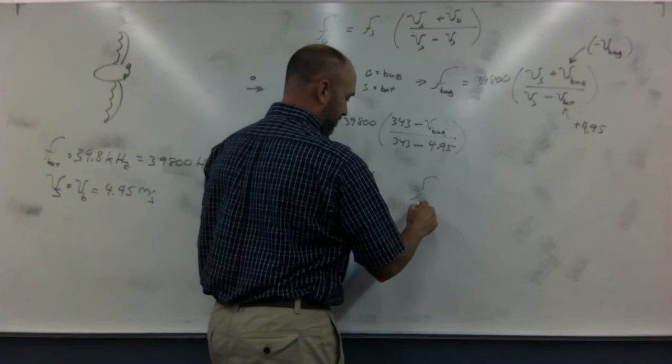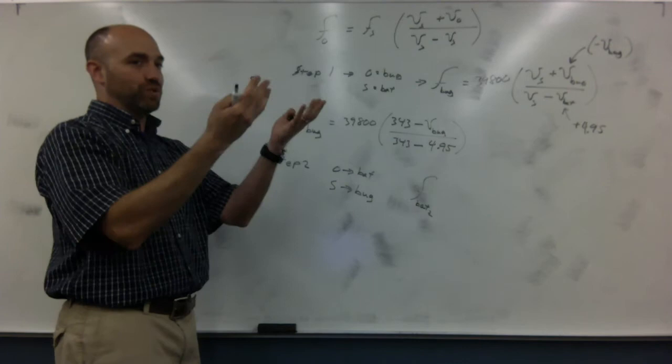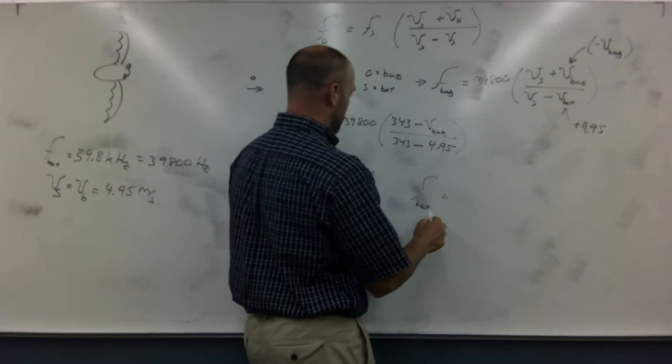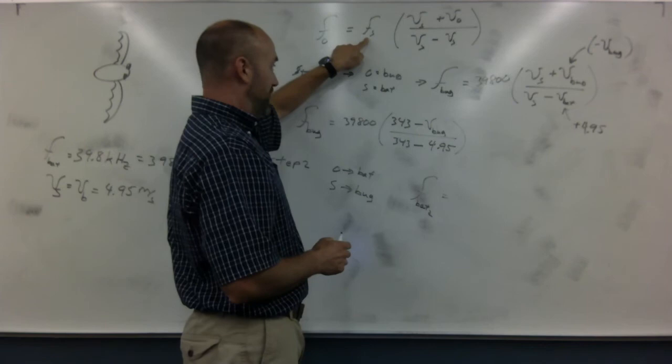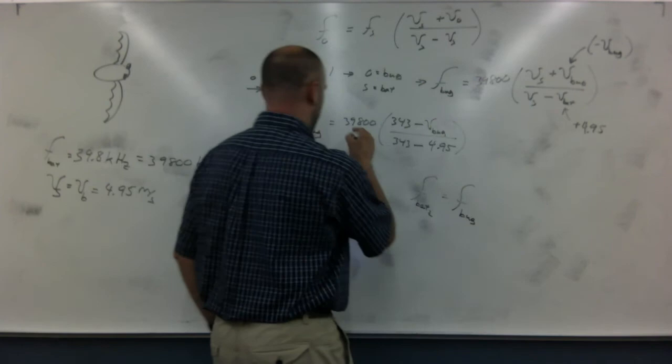But I'm going to call it bat 2 because it's not the original one. It's a different frequency than what the bat originally chirped, so he's going to hear something different. It equals the frequency of the source. Well, that's the frequency that's coming off the bug, right? Well, what's that? Well, that's this. So I'm going to write that frequency coming from the bug, but that is all of this.